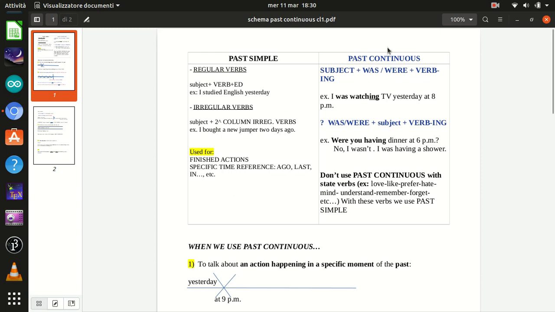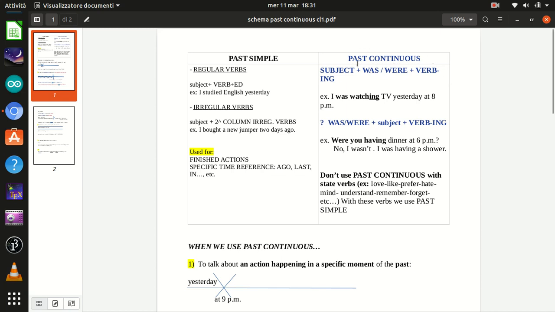Now, past continuous. Continuous means that the verb has got the ing form. And you know that when we've got a verb plus ing, before that we've got the auxiliary of the verb to be. In this case, to be is in the past. So we've got subject plus was or were plus verb ing.